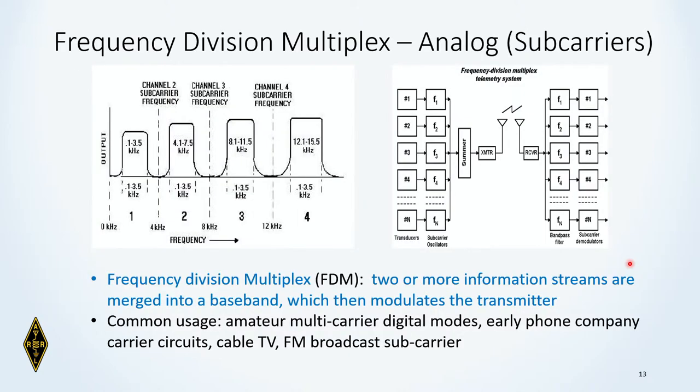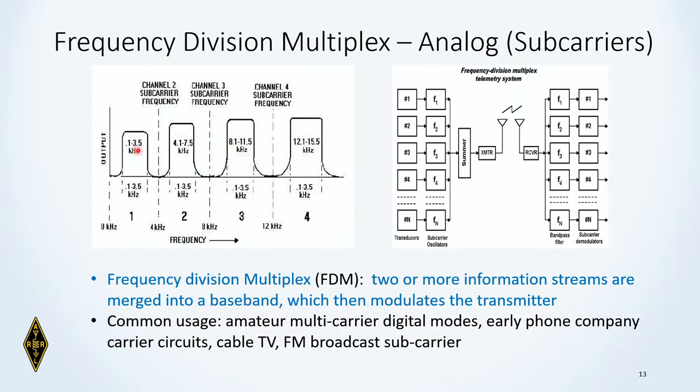So let's talk about frequency division multiplex. It's analog, and it uses subcarriers. So what do we mean by that? The definition: frequency division multiplex, or FDM, two or more information streams are merged into a baseband, which then modulates the transmitter. And if you could think of baseband as the total content that you're going to be modulating the transmitter with, that might be helpful.